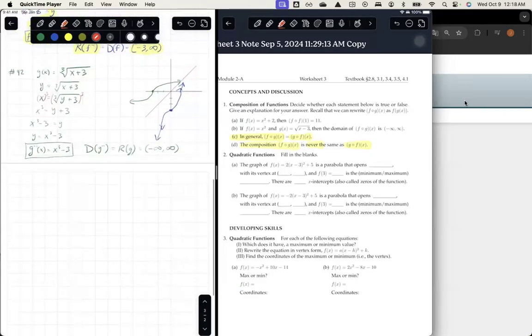Now we can take a look at A. Maybe I won't do the whole thing, but it says f of x is equal to x squared plus 2. So if f of x is that, then f of 1 is equal to 11. Well, one way to do this would be to find the function f of x, and then plug in 1 and see if your output is 11.